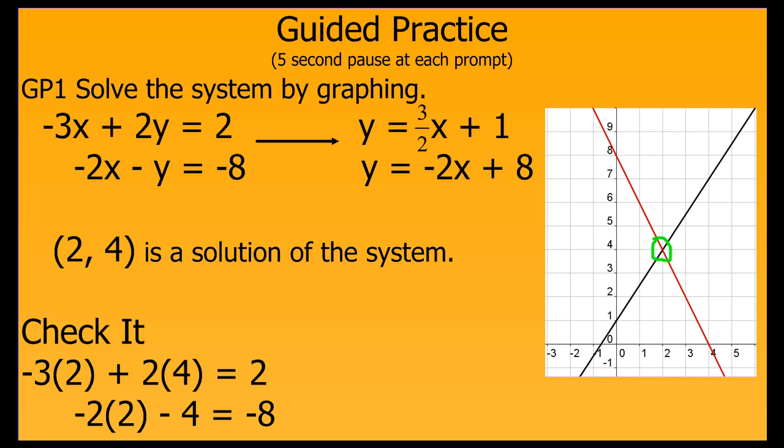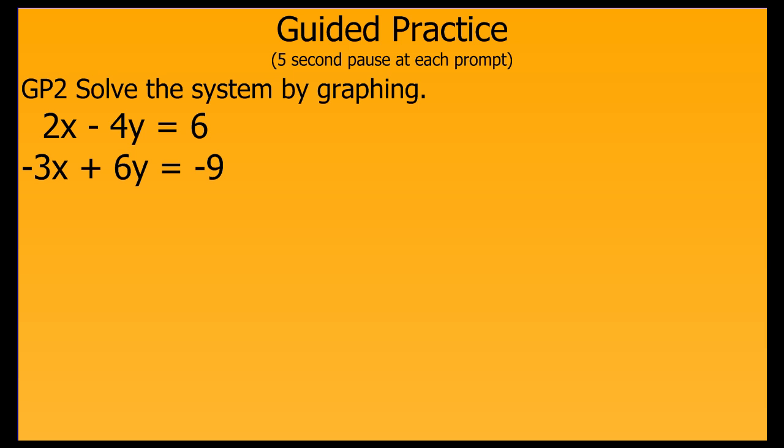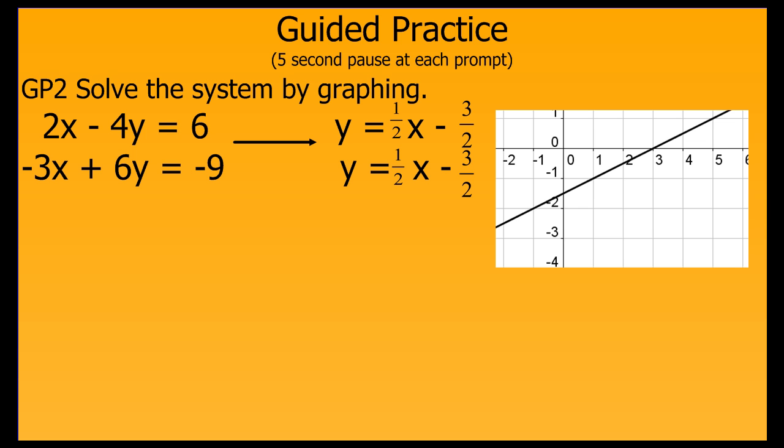Let's try another one. What are we trying to do here? Again, we're trying to solve this system by graphing. So what do we do first? We decide how we want to graph it. I chose slope-intercept, but you could have chosen to make a table of values or use the intercepts. What's the next step? We graph it using whatever method you came up with.